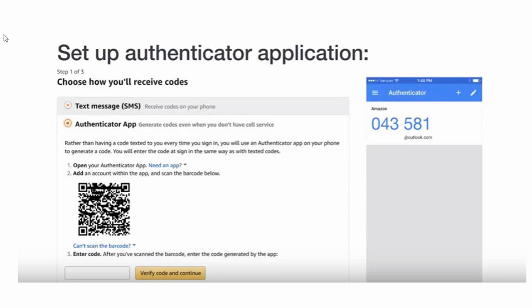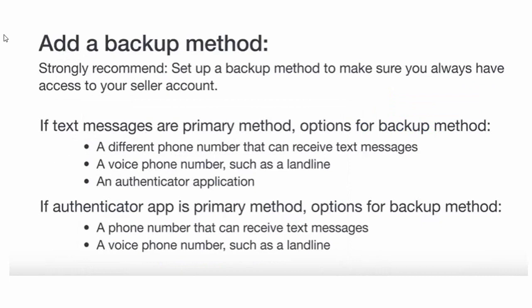Hold your device over the barcode on the 2SV registration screen and the Authenticator app will automatically create a corresponding entry associated with your Amazon seller account. This passcode is valid for a certain amount of time. Return to the 2SV registration screen and type the passcode you receive on the Authenticator app. Click verify code and continue. That's it. Now, you should always add a backup method.